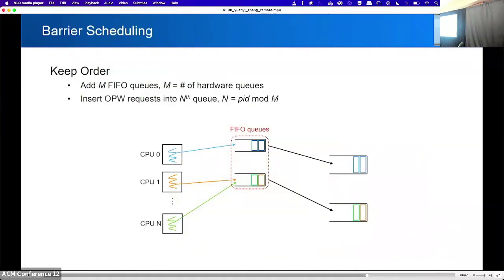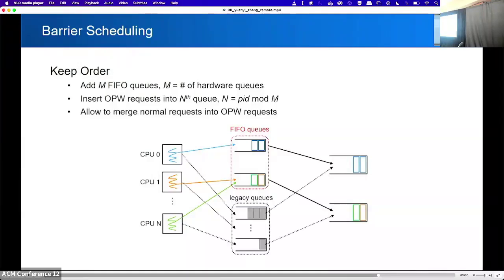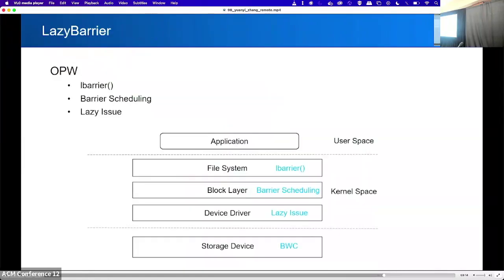Barrel scheduling addresses the problem by adding extra FIFO queues and inserts OPW requests in the nth queue. N is decided by PID, so the OPW requests from the same thread enter a same queue. And barrel scheduling also merges normal requests in legacy queues into OPW requests, if possible. With these techniques, Lazy Barrel provides high performance OPW.